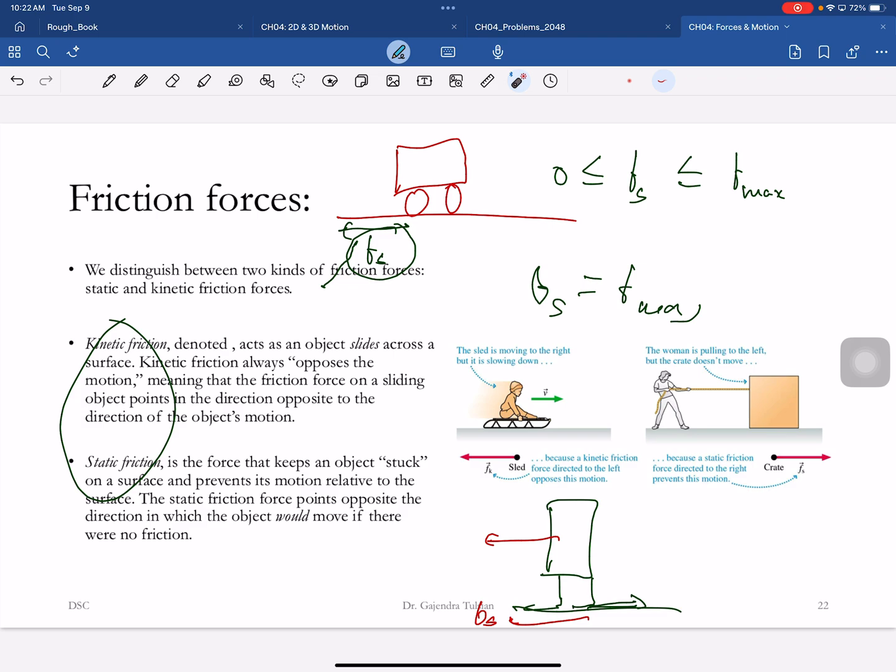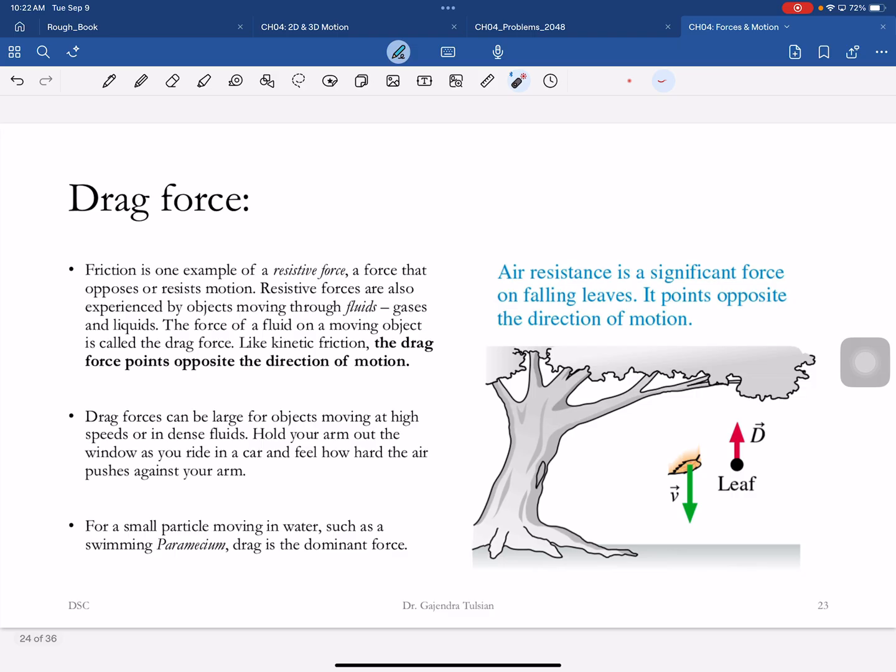So friction forces always convert your energy into heat. They dissipate your mechanical energy. But the friction forces are always in the opposite direction. When an object moves through a fluid, that friction force is called a drag force. Resistive forces are experienced by objects moving through fluids, gases, and liquids. Friction forces and drag forces point opposite to the direction of motion.